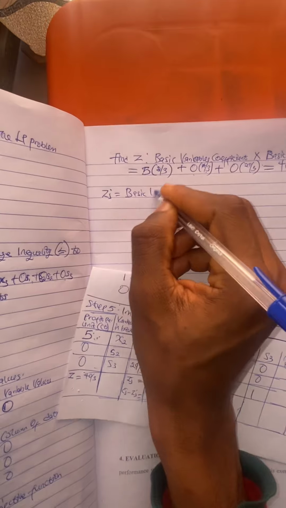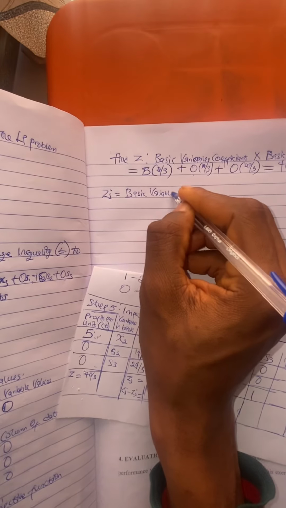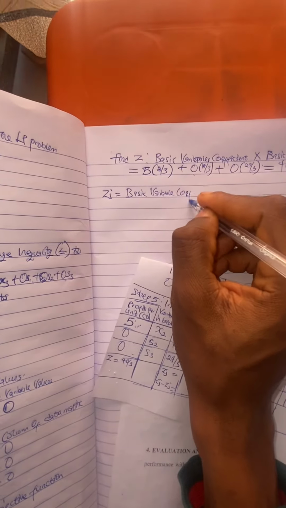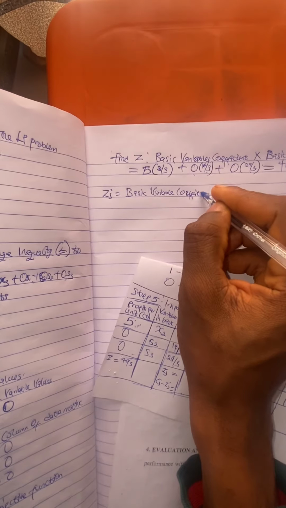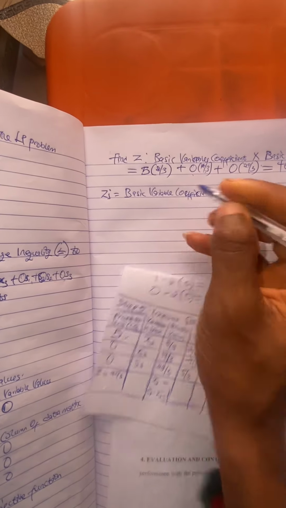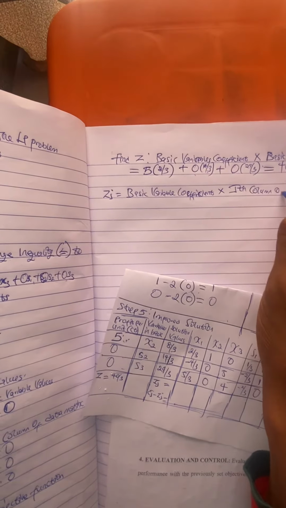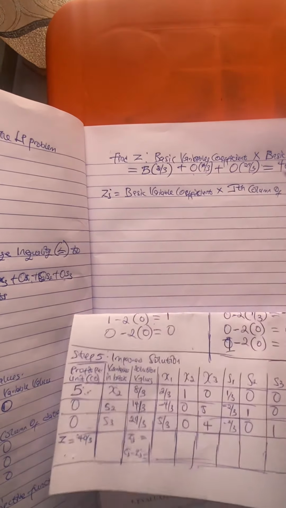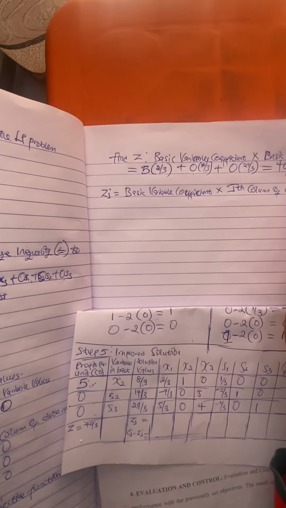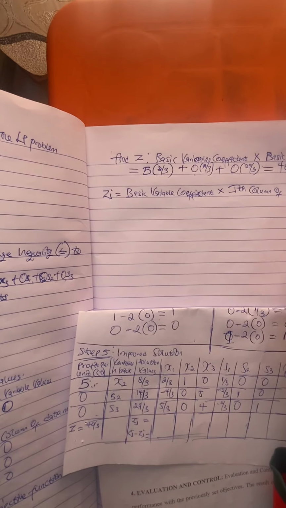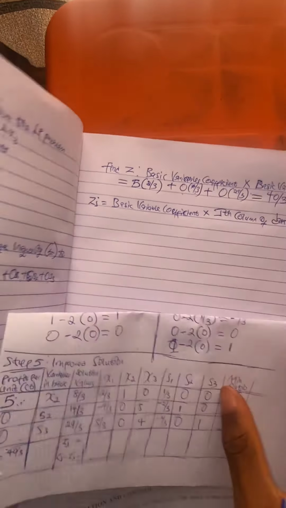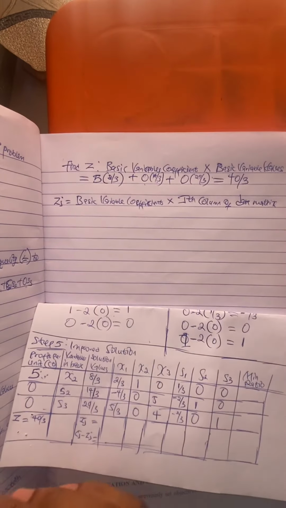Basic variable coefficient. Basic variable coefficient times your what? Your joint column of what? Of your data matrix. Of data matrix. Right? Okay.